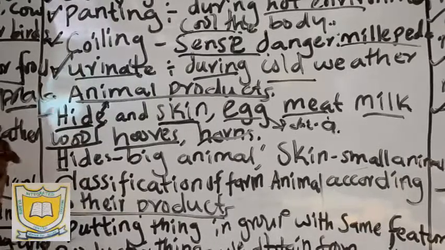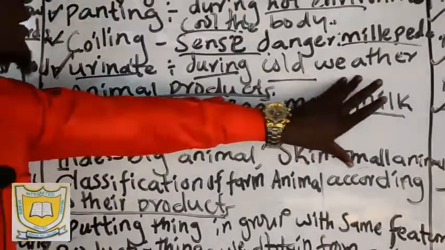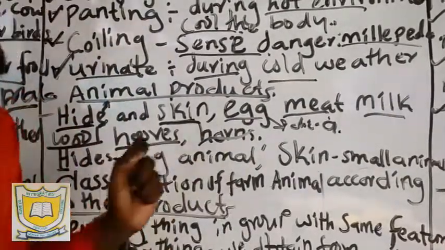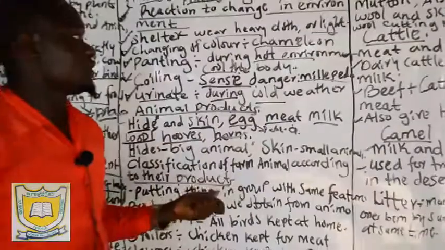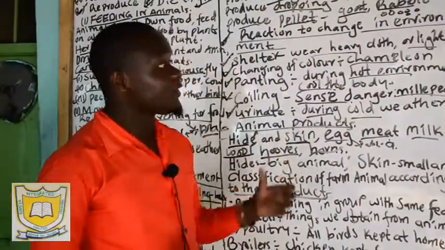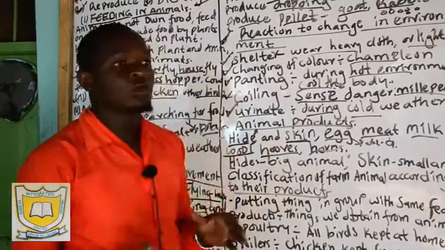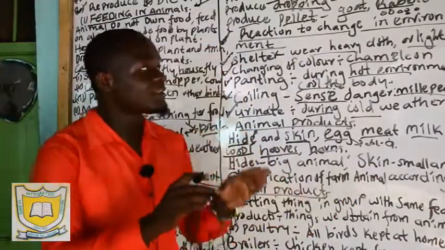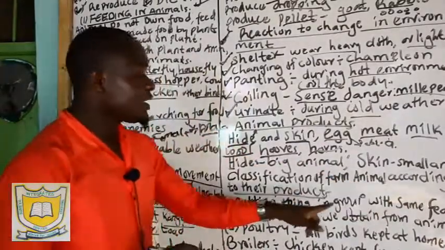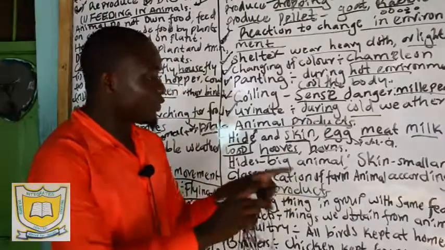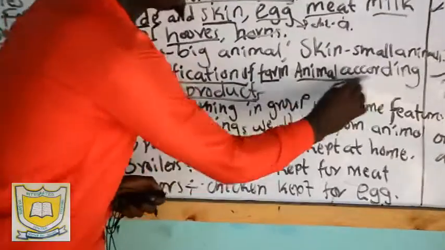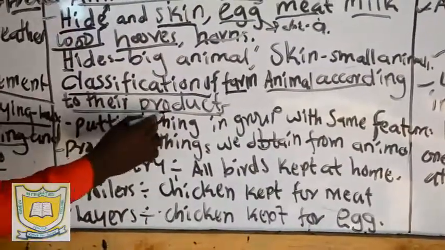Now, after identifying the products that we find from these animals, we can classify these animals considering the products that they produce. Now, how can we classify the animals? What is classification, first of all? We said classification is just the grouping of animals or things considering their similarities or differences in appearance. Here we group them considering the products that they produce. That will lead us to classification of farm animals according to their products.